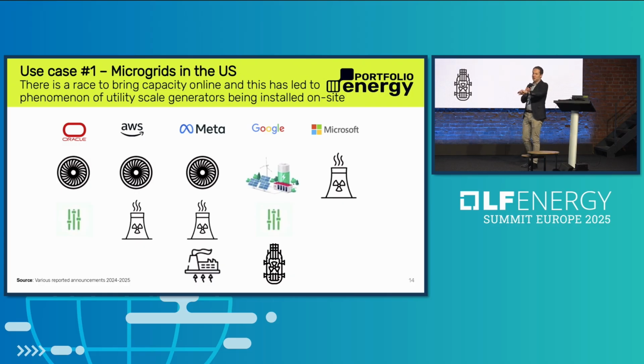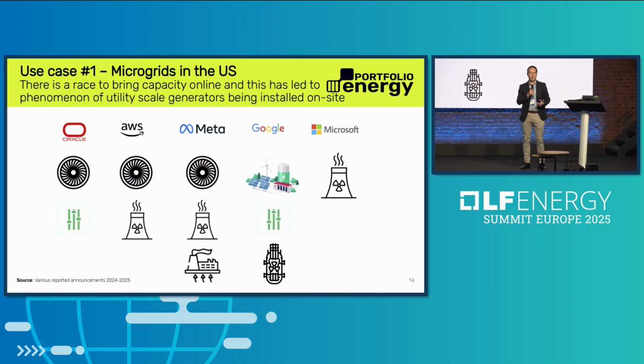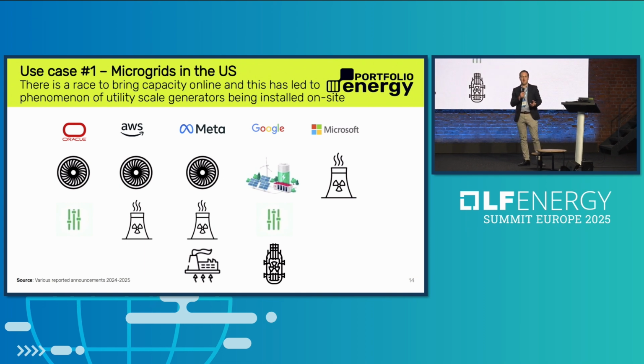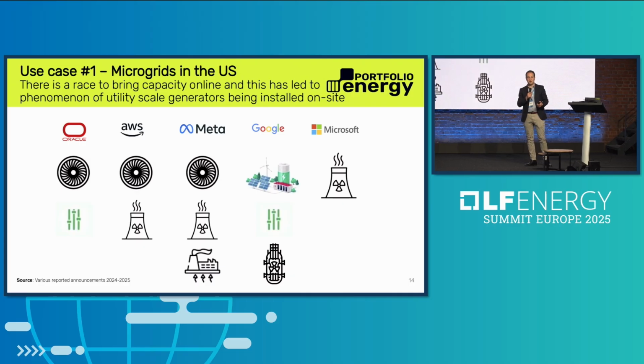So the first use case in relation to data centers is the US. You're seeing this incredible phenomenon of the creation of the world's largest microgrids. All of these hyperscaler data center operators are starting to build utility scale generation assets at the location of the data center because they can't get connections to power quickly enough. There's such a race right now to train large language models that they'll do whatever it takes to bring power forward to operate these data centers sooner.